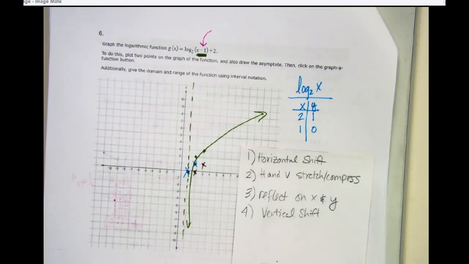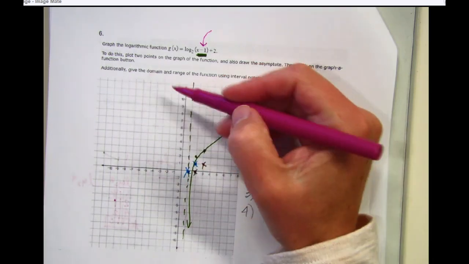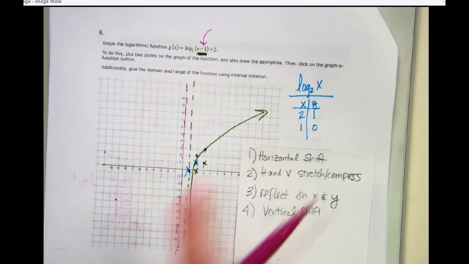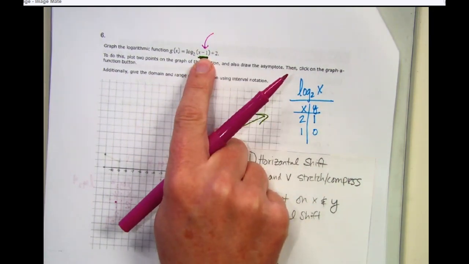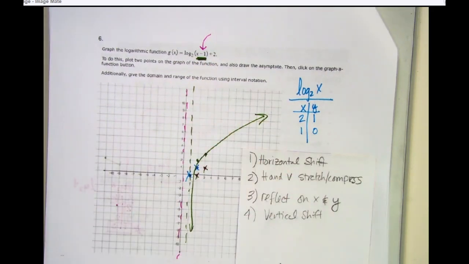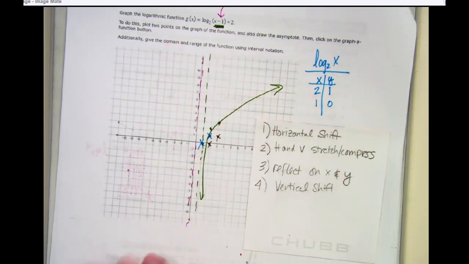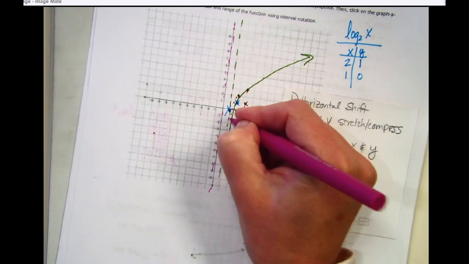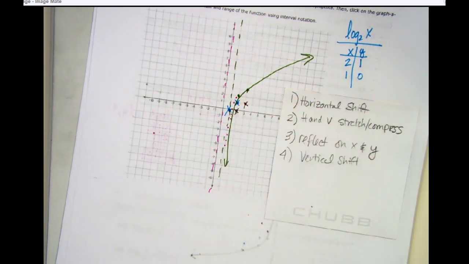How do I find the asymptote? If there's no transformation, it's always right here on 0. And then because we moved everything to the right one, it shifts it right one. The more points we plot, you would see that we get closer and closer to that asymptote, and it becomes more obvious. When there are only 2 points, it's really hard to see. So that's actually a really fair question.